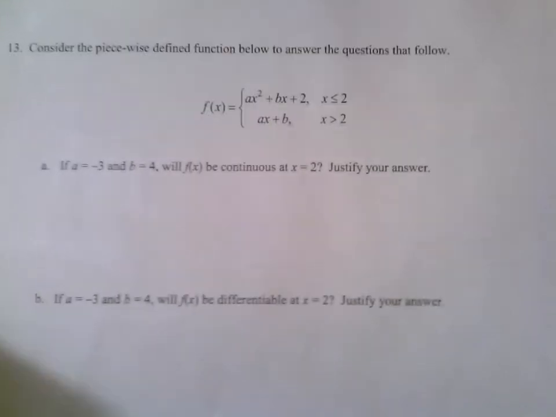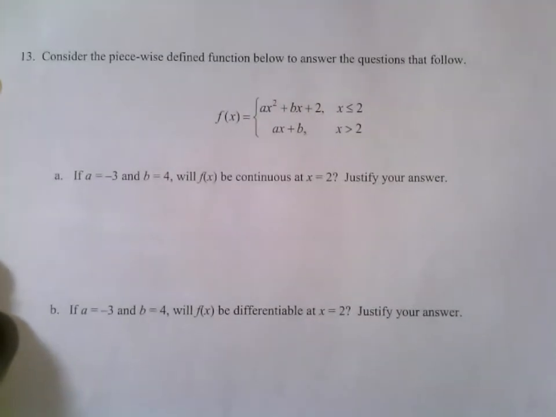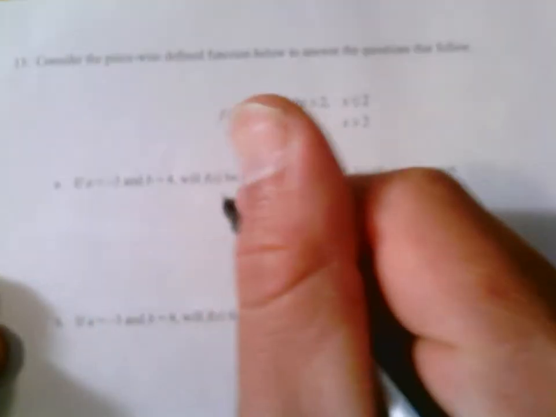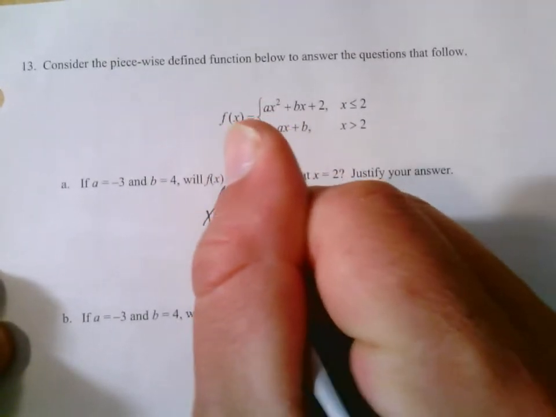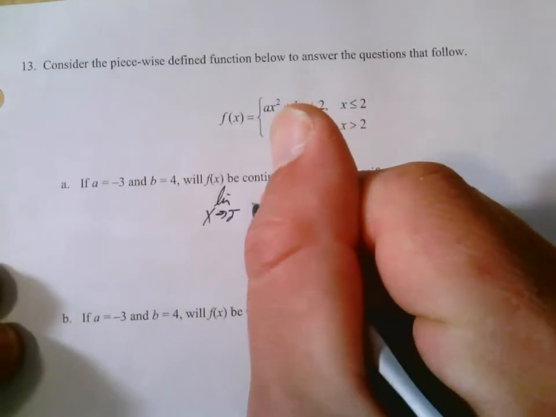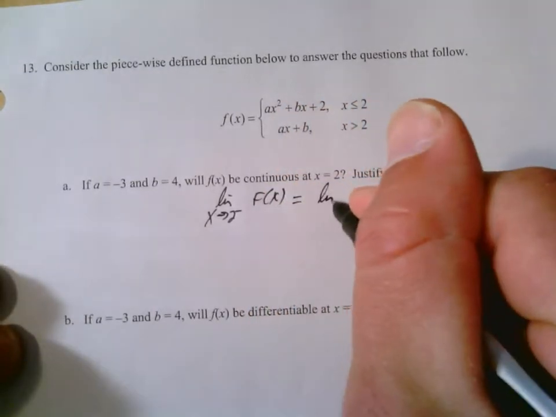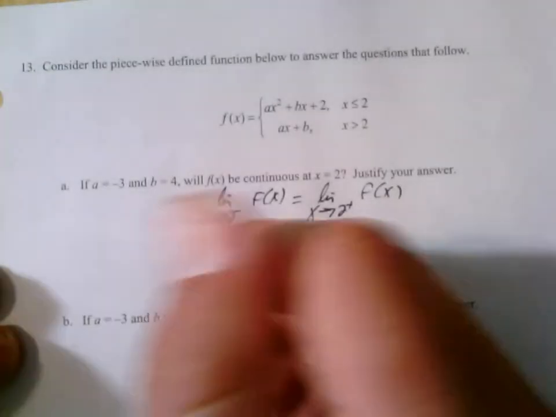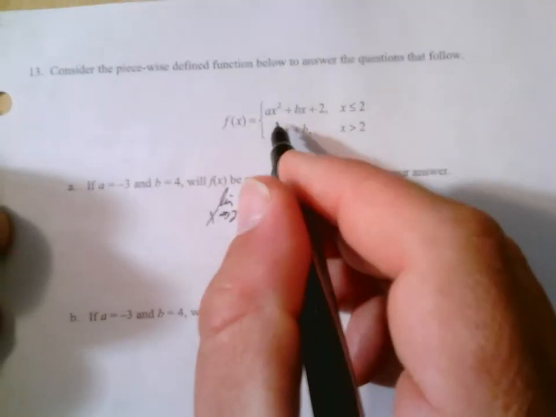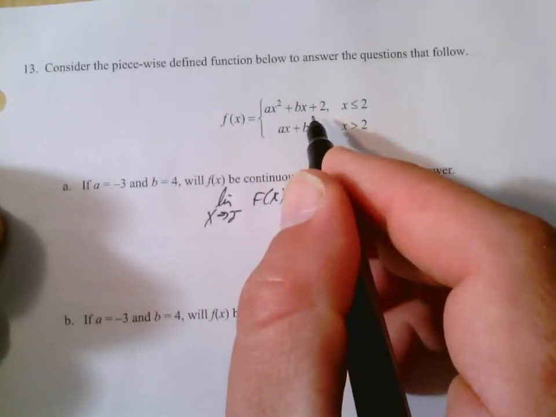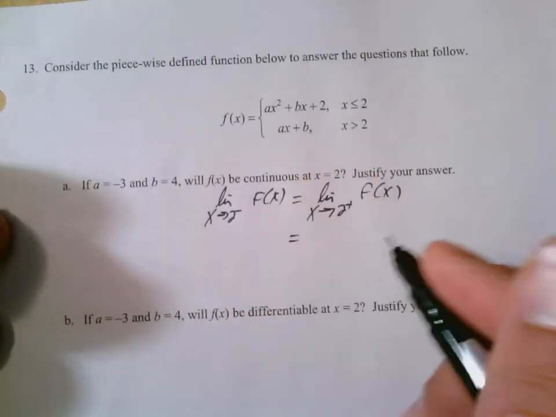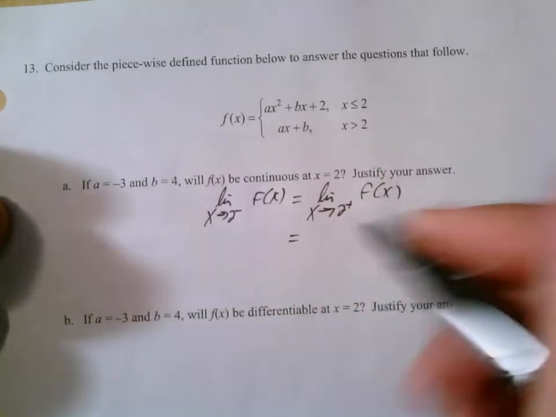Alright, last one. Consider the piecewise function. What has to happen at this point to be continuous? The limit as x approaches 2 from the left of f of x must be equal to the limit as x approaches 2 from the right of f of x. It gives me values for a's and b's, so I'm going to plug in 2, a, and b for this, and x, a, and b for this, and set them equal to each other. And all we're doing is seeing if they're equal.